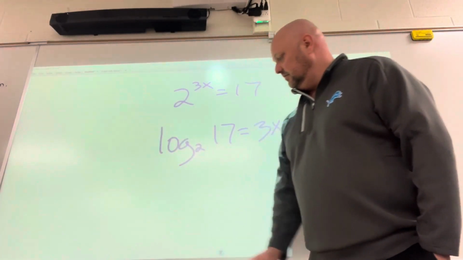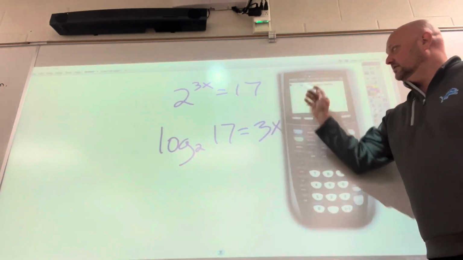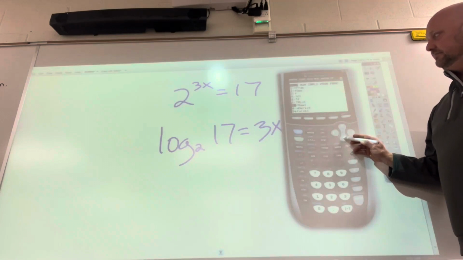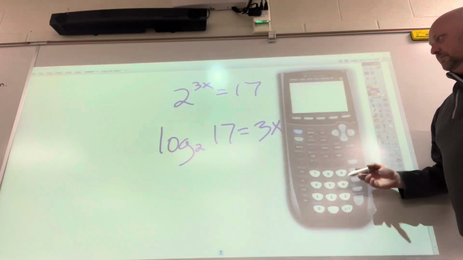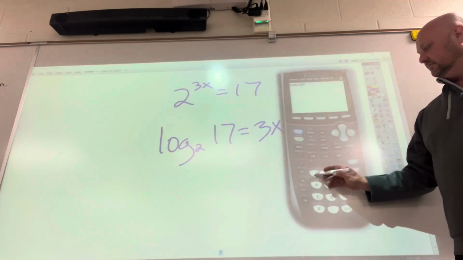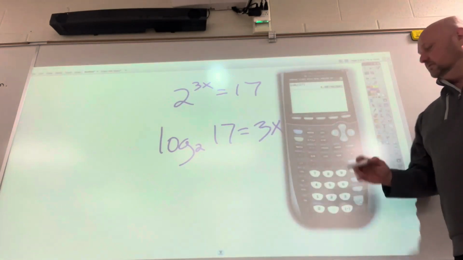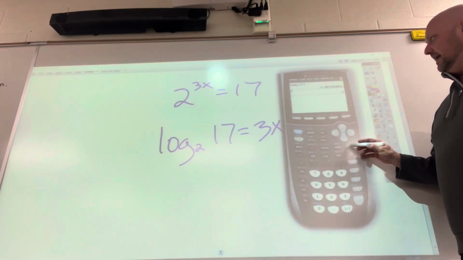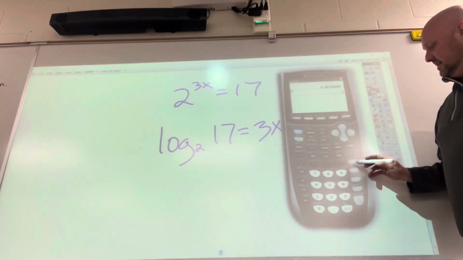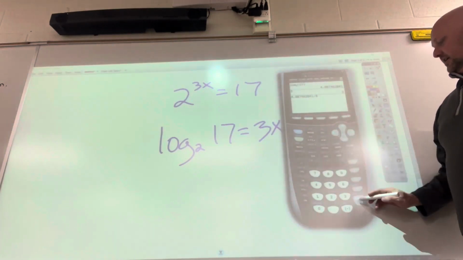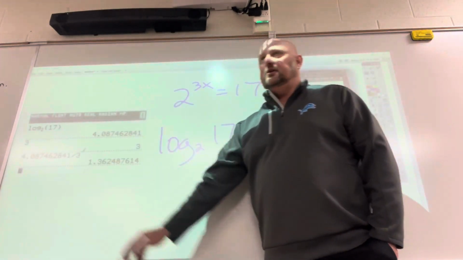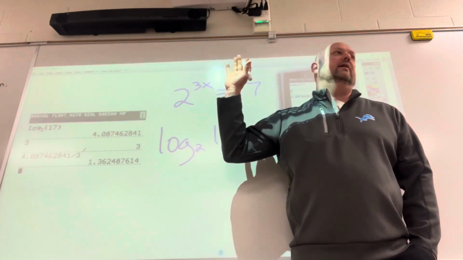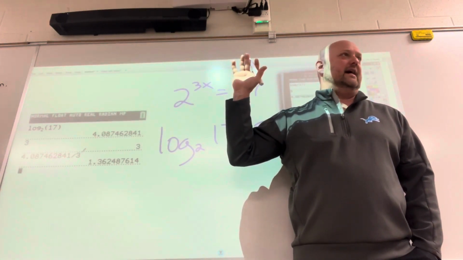And remember, with one of these calculators, you could just use math, go down to log base, type in the 2 and the 17, and the last step would just be to divide by 3. That divided by 3, and there's your answer. Okay? So make sure you know how to solve problems with the unknown up in the exponent. I don't think they'll throw anything crazier than something like that on there.